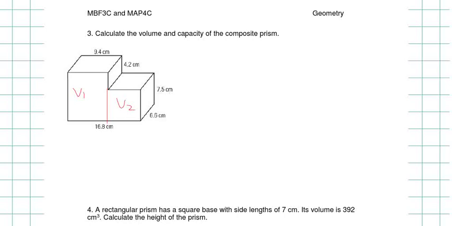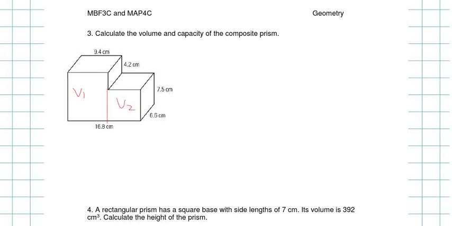So as we mentioned, to find the volume of this whole composite prism, we have to find the volume of the first prism and then the second prism and then add them together. There are different ways that we can do this, but this is one of the ways we can do it. So we cut it vertically.